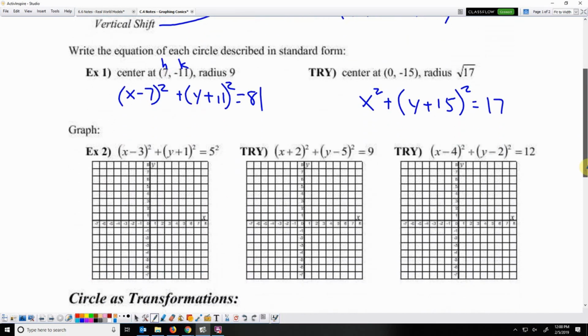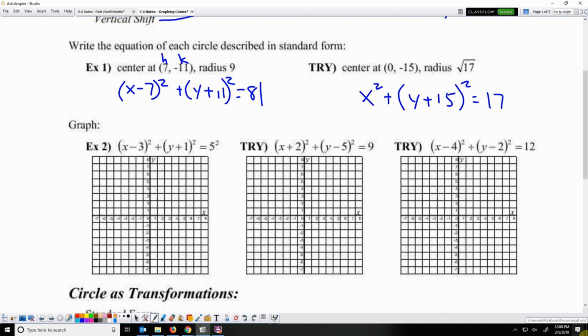Okay, now we're going to graph a couple of circles. Okay, so here we've got a circle, (x - 3)². That means the x value is going to be 3, (y + 1)². The y value is going to be negative 1, so the center is at (3, -1). So (3, -1) is right there. So there's my center. r squared is 5 squared, so that means the radius is 5.